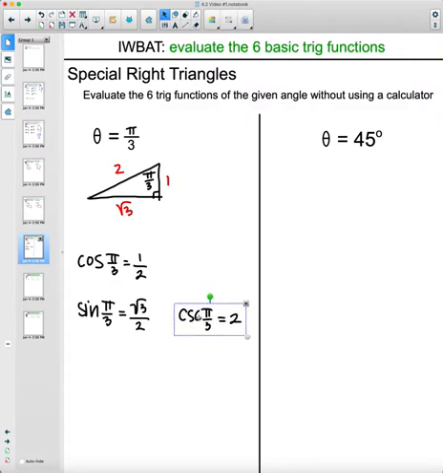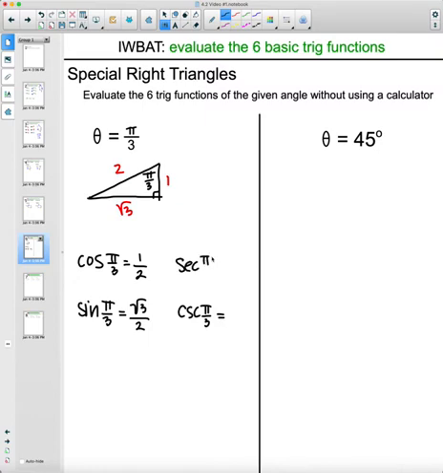Cosecant is the flip of sine. I am losing it because I put cosine first. So the S goes with the C. So sine and cosecant. So this one should have been secant of pi over 3 is the reciprocal of cosine. So secant is 2. I'm sorry. And then cosecant is the reciprocal of sine. So that should be 2 over square root 3.